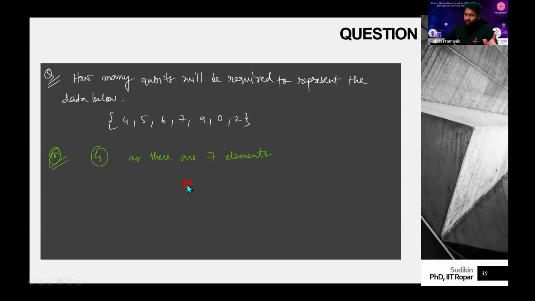But we cannot have a half qubit, right? So we need one more. So we will have a total of 4 qubits. So 4 qubits can represent this entire value.